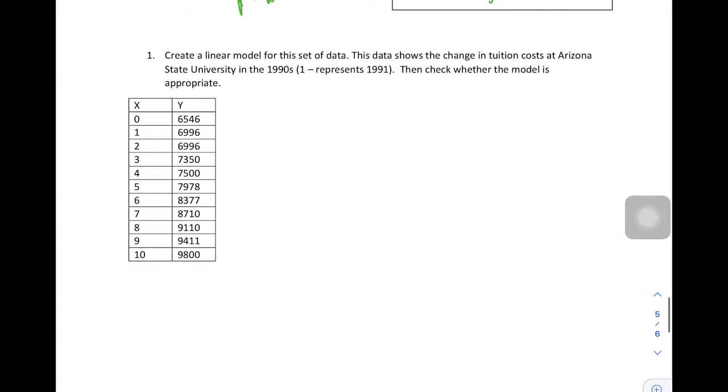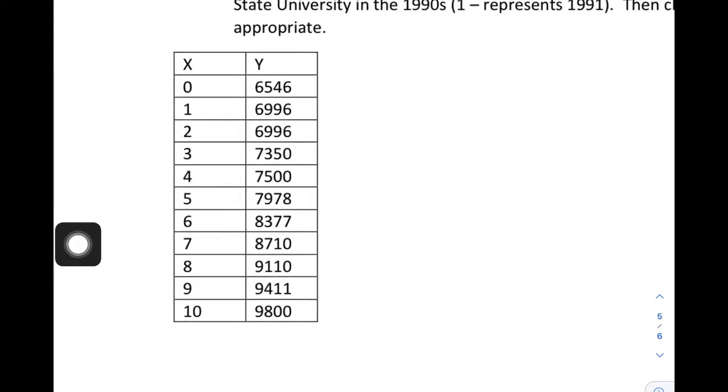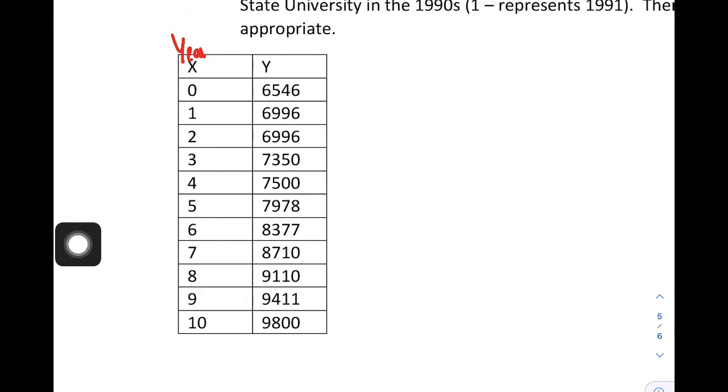All right, so here's example number 1. We want to create a linear model for this set of data, and this data shows the change in tuition costs at Arizona State University in the 1990s. So 1 represents the year 1991, and 2 represents 1992, and so on. We want to create the linear model and then check whether the model is appropriate. So here we have years since 1990, and then here's tuition.